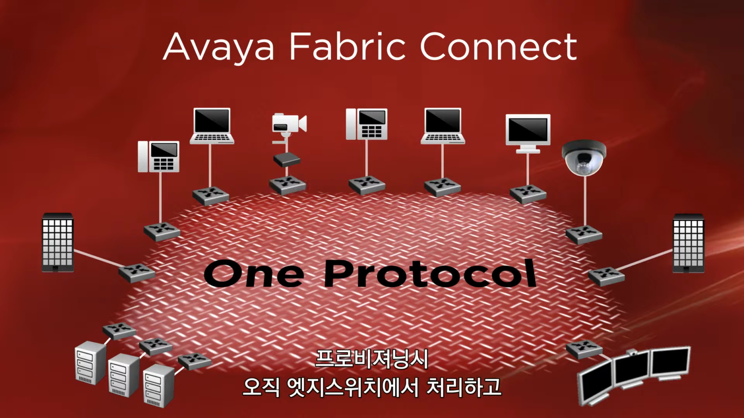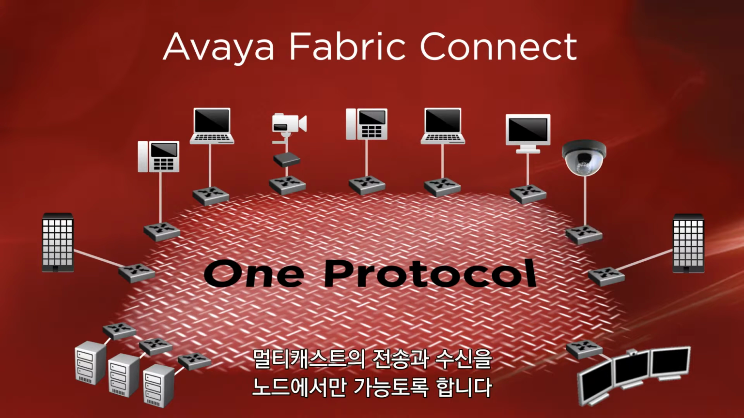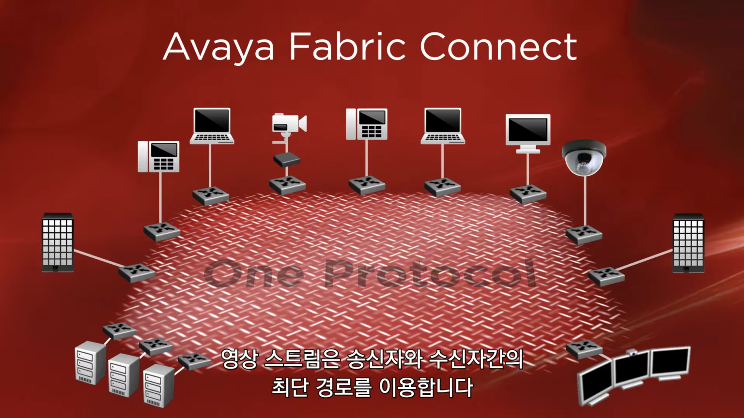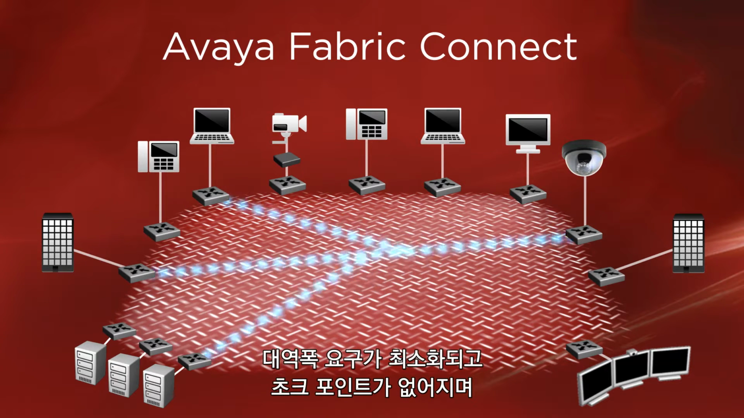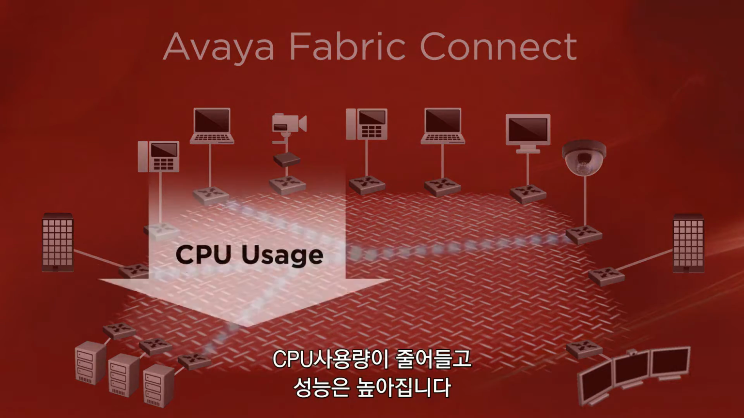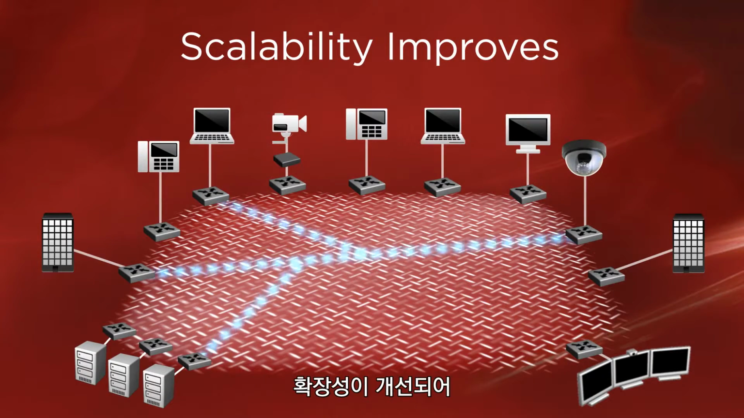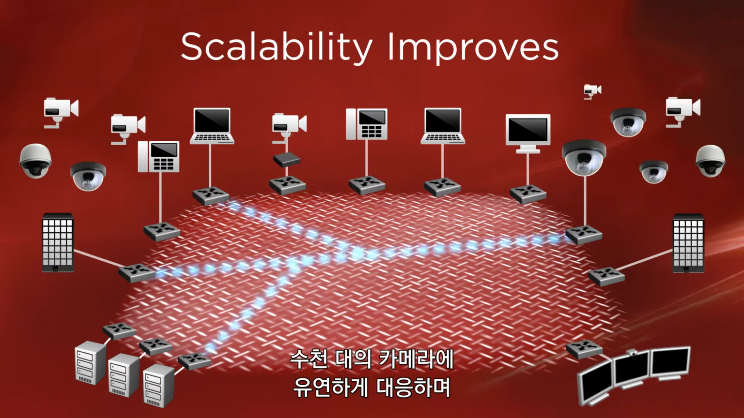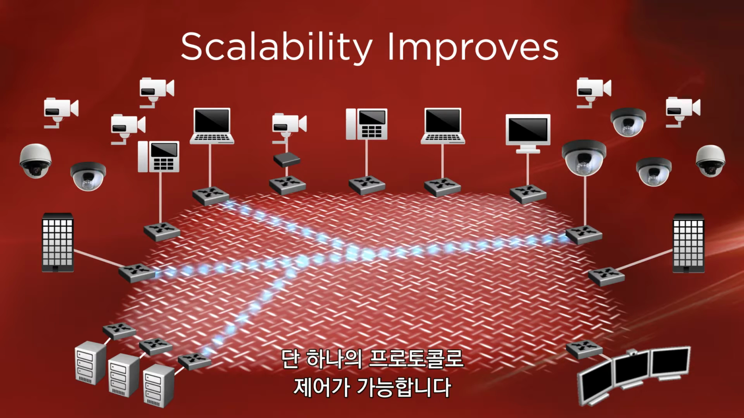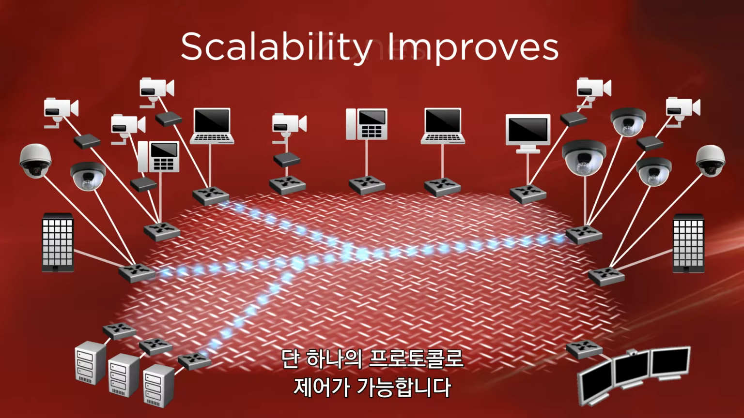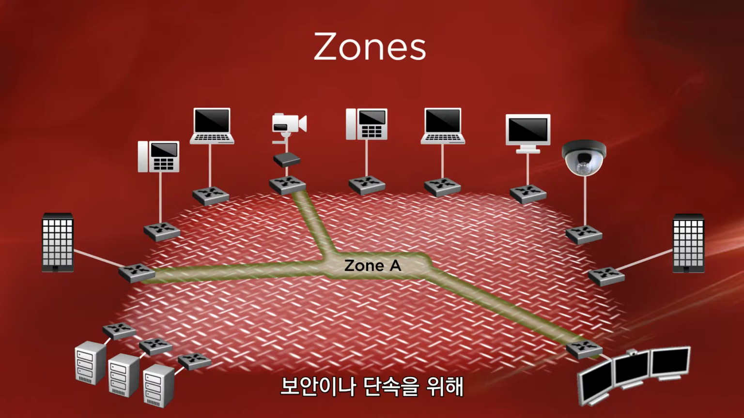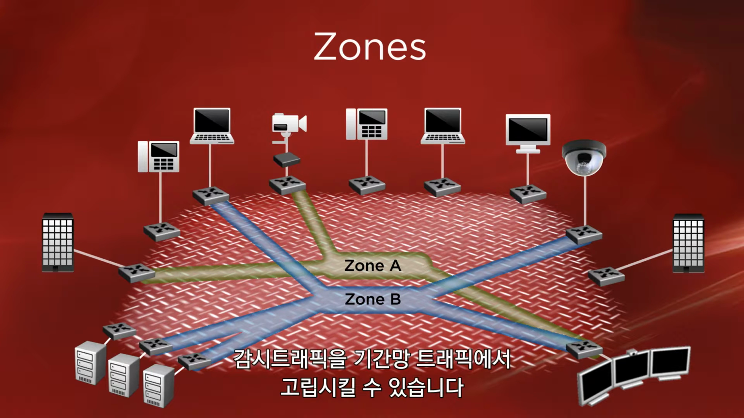Provisioning needs to be done only at the edge and only on the nodes that want to send or receive multicast. Video streams now take the shortest path between source and destination. Bandwidth demands are minimized, choke points are eliminated, CPU usage goes down, performance goes up, scalability improves. It's now easy to scale to thousands of cameras and do so easily with a single command configuration. Critical surveillance traffic can be isolated from other corporate backbone traffic for security or regulatory purposes.